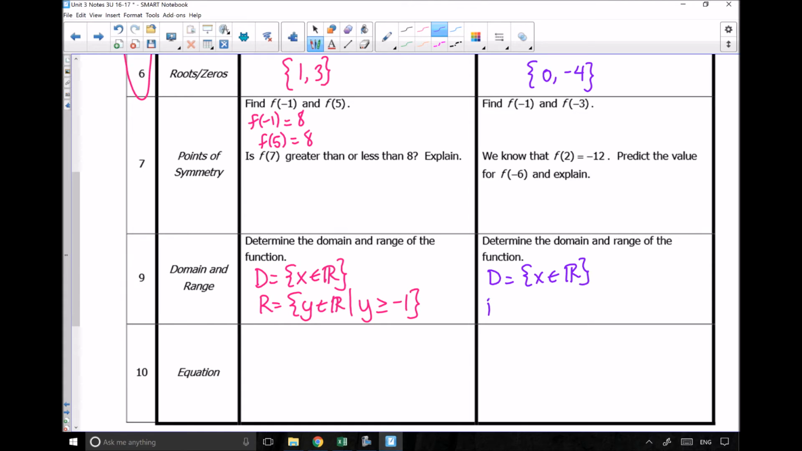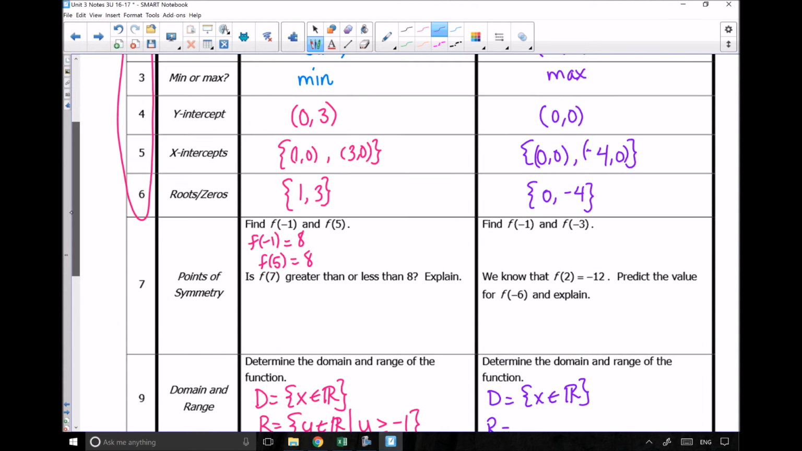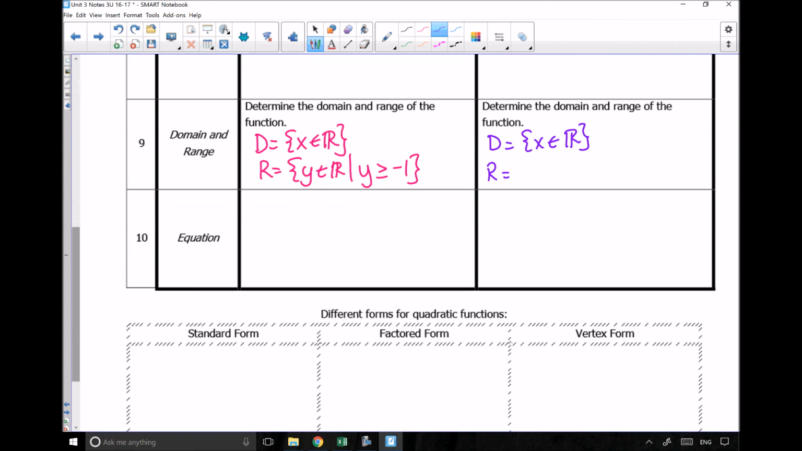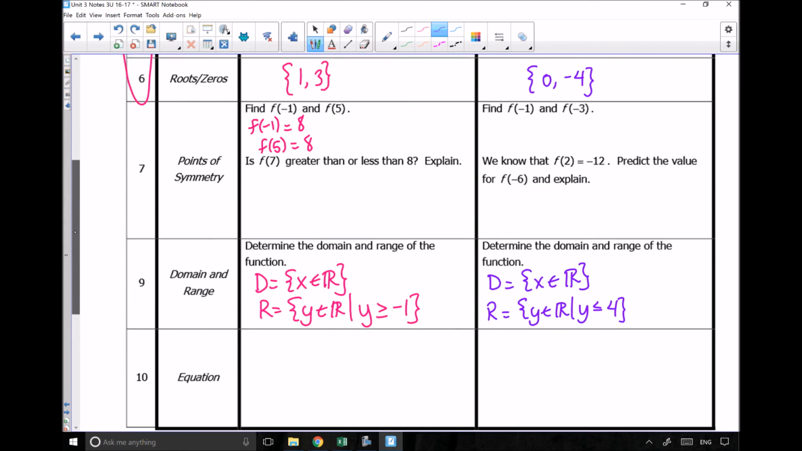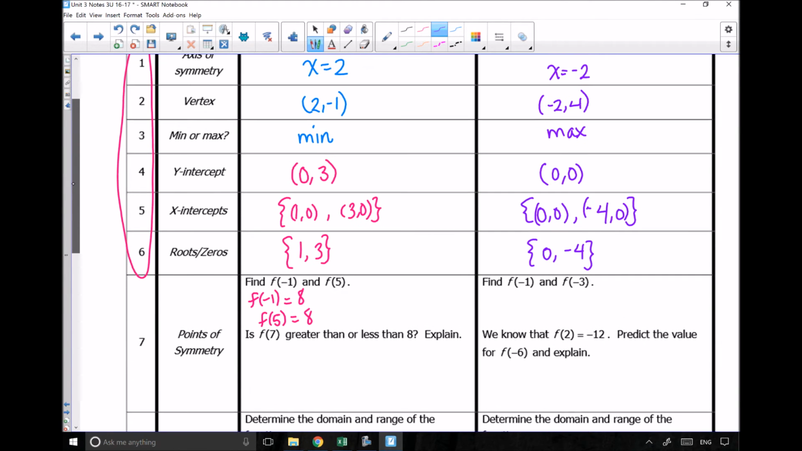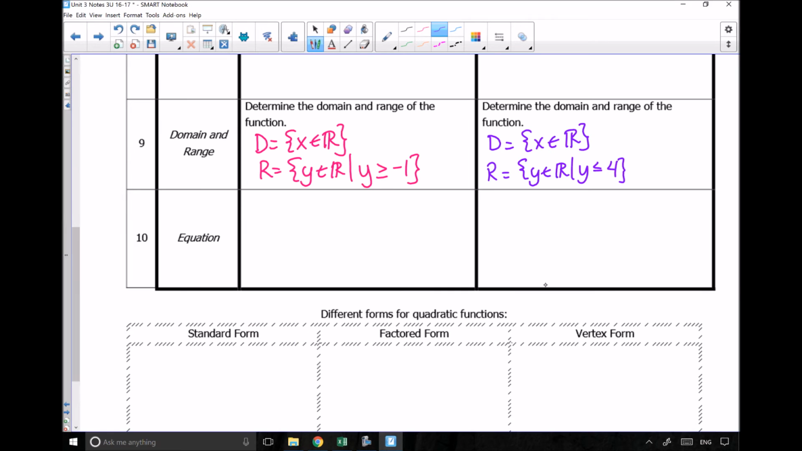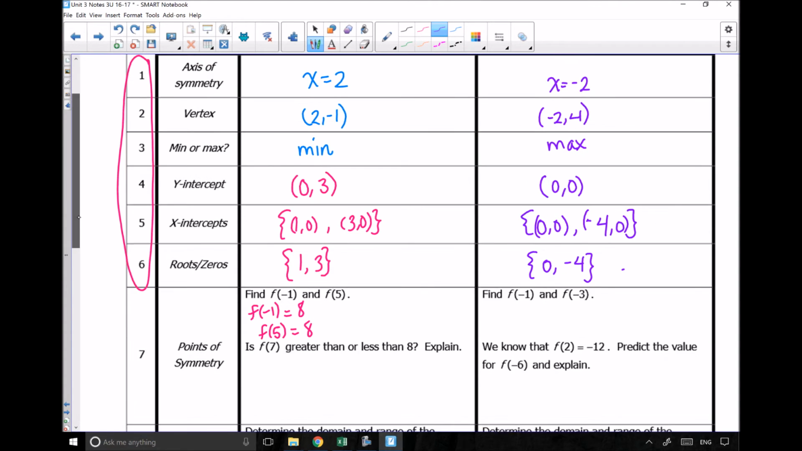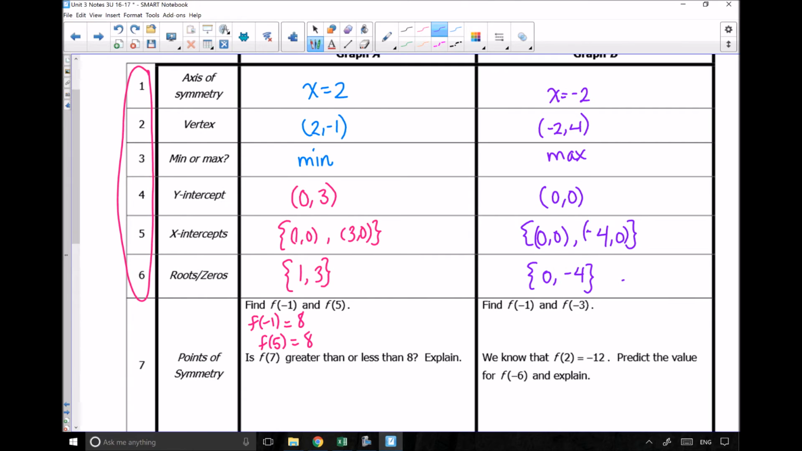Now our range, though, this time we have our vertex is a maximum. So that means that our highest point is going to be a 4. So this time what we're going to say is that y is an element of the reals such that y is less than or equal to 4. And then one other thing I wanted you guys to notice was that the roots were 0 and -4 right here, and your axis of symmetry was x equals -2, which is halfway between 0 and -4.